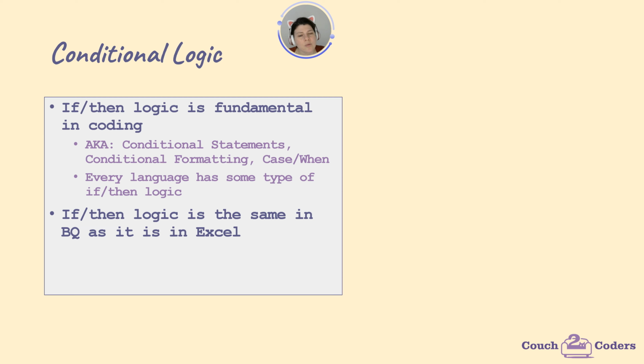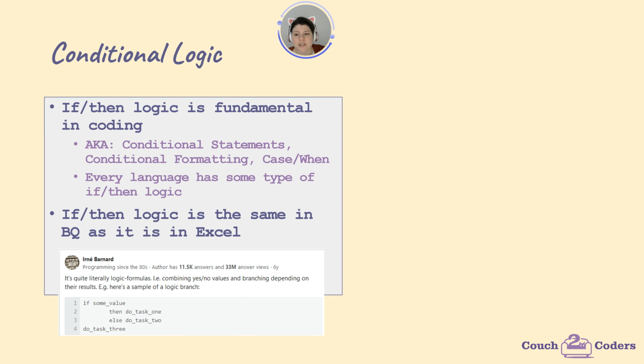I also went ahead and Googled how would someone explain conditional logic simply. And I found this explanation on Quora that I thought was really good. So this person, Irene Bernard, they said it's quite literally logic formulas, i.e. combining yes/no values and branching depending on their result. And then this is how they wrote up their logic branch. So if I have some value, then do this task. If it's not that value, else do task 2. And then you end with task 3. Let's look at what conditional logic or if-then logic looks like in Excel.